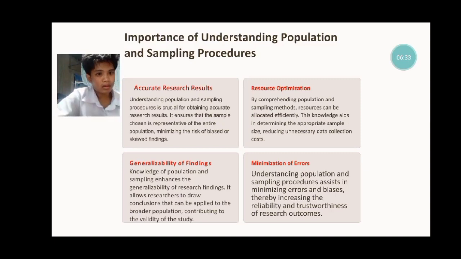Minimization of errors, the last one. Understanding population and sampling procedure assists in minimizing errors and biases, thereby increasing the reliability and trustworthiness of research outcomes.